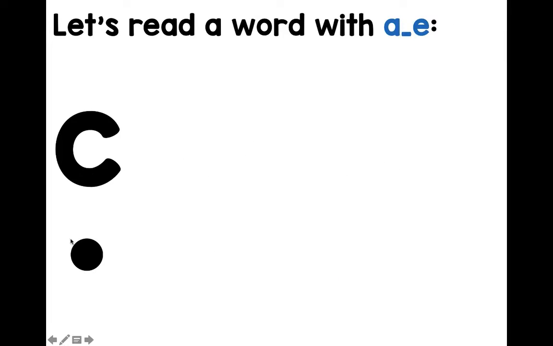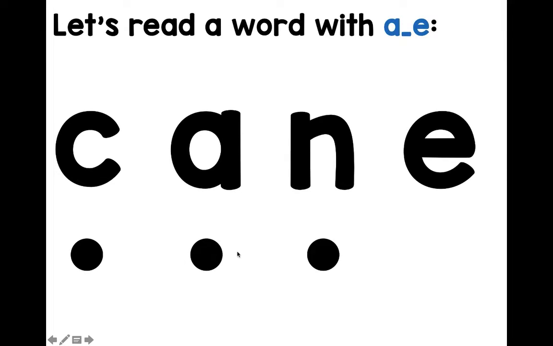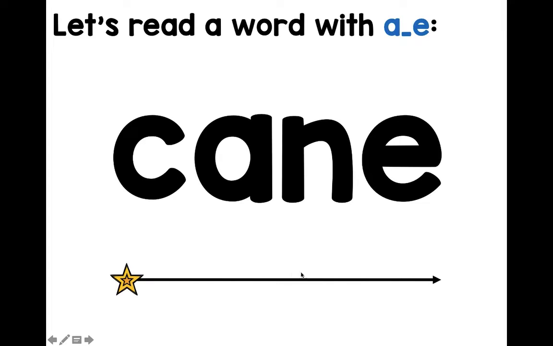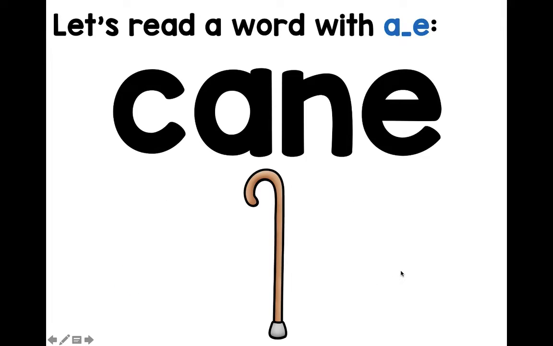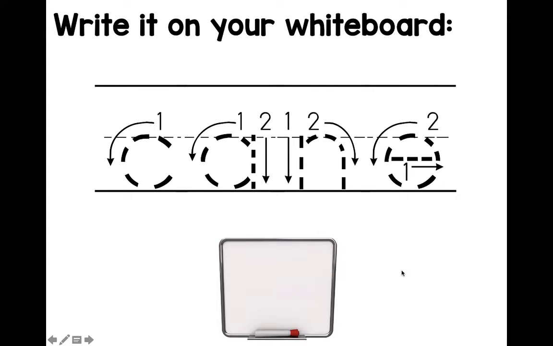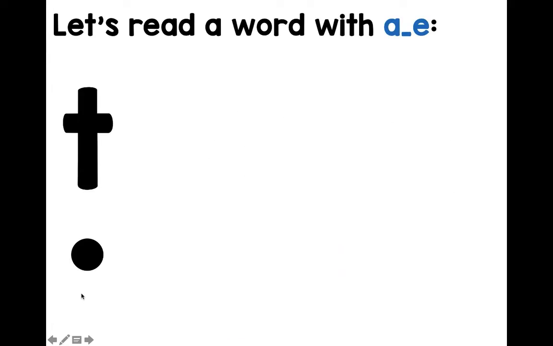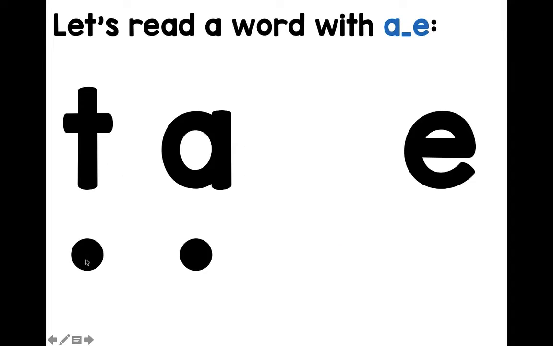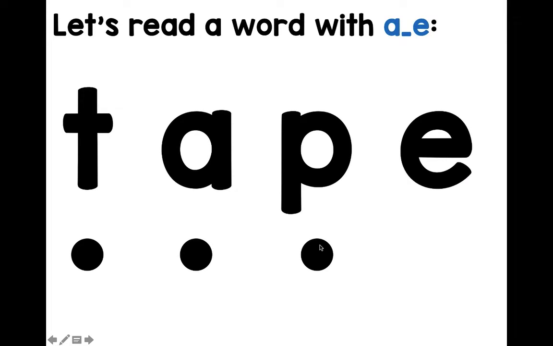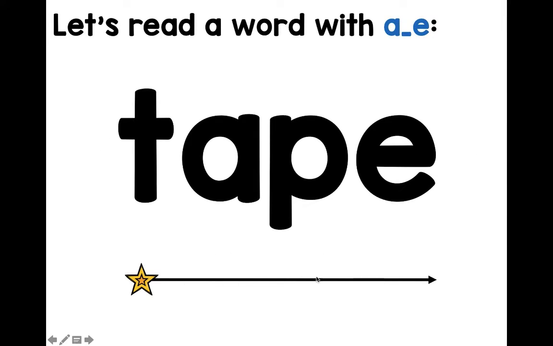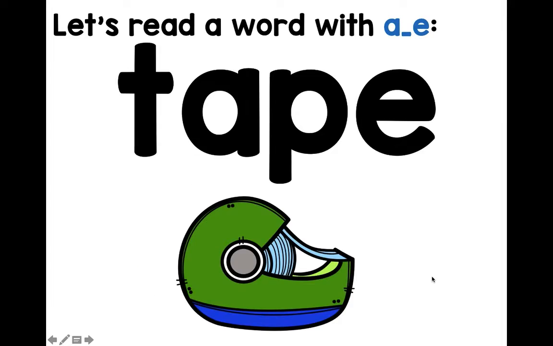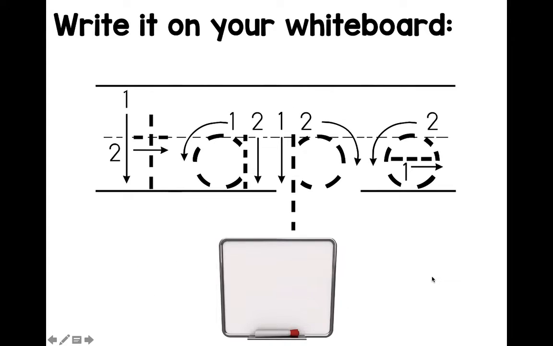Next one, put your finger on the dot. K, A, N, cane. Trace it, then write it. Next word, T, A, P, tape. Trace and write.